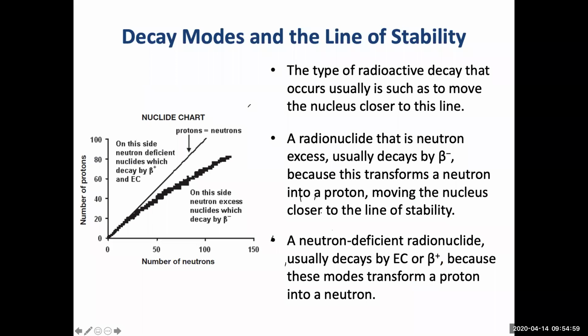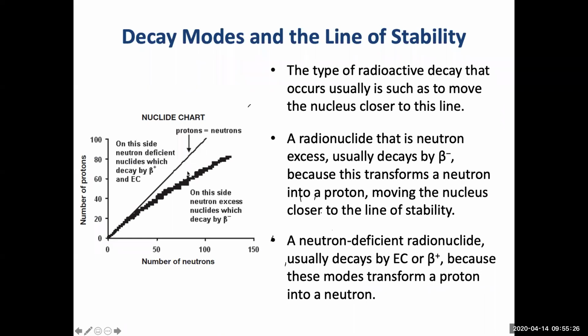So it was noted that on a graph of neutrons versus protons, the stable nuclei tend to be clustered about the line of stability here. Okay, nuclei lying off the line of stability are generally radioactive. The nuclei within the stability line here are clustered close together.